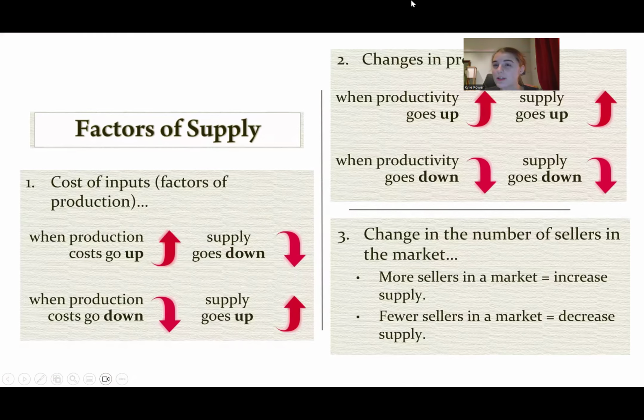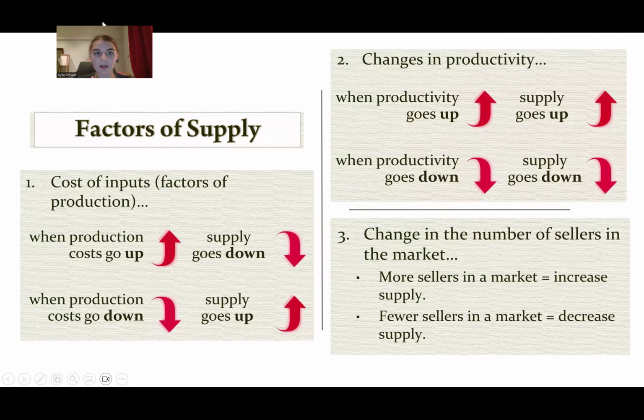Now there are just as many things that affect supply as demand, but there aren't as many differentiations between them. So factors that might affect supply are things like cost of our inputs. So if production costs go up, our supply is going to go down. If materials, labor costs, resources, anything like that gets more expensive, the supply is going to go down. If production costs go down, it gets cheaper to make things, then supply is going to go up. There also might be changes in productivity. So if any kind of technological advancements occur, then we're going to have productivity go up. And if productivity goes up, supply goes up. Productivity goes down, supply goes down.